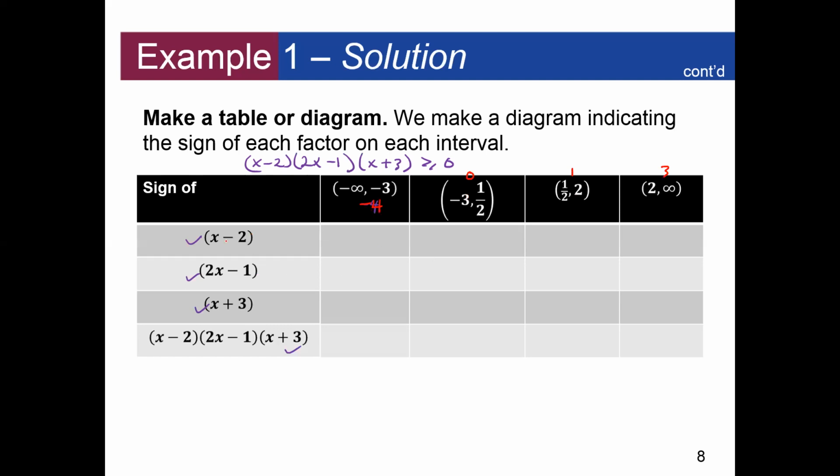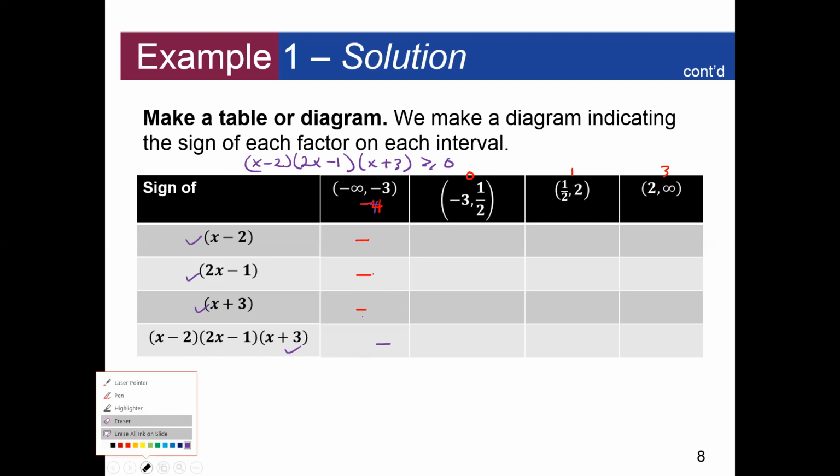Well, negative 4 minus 2 is negative. Okay, 2 times negative 4, which is negative 8, minus 1 is negative 9, which is also negative. And then negative 4 plus 3 you get negative 1, which is negative. So when you multiply these together, negative times negative is positive, and then times negative is negative. Okay, so let me use a different color. So this is negative, not positive. It's negative. That is negative right there.